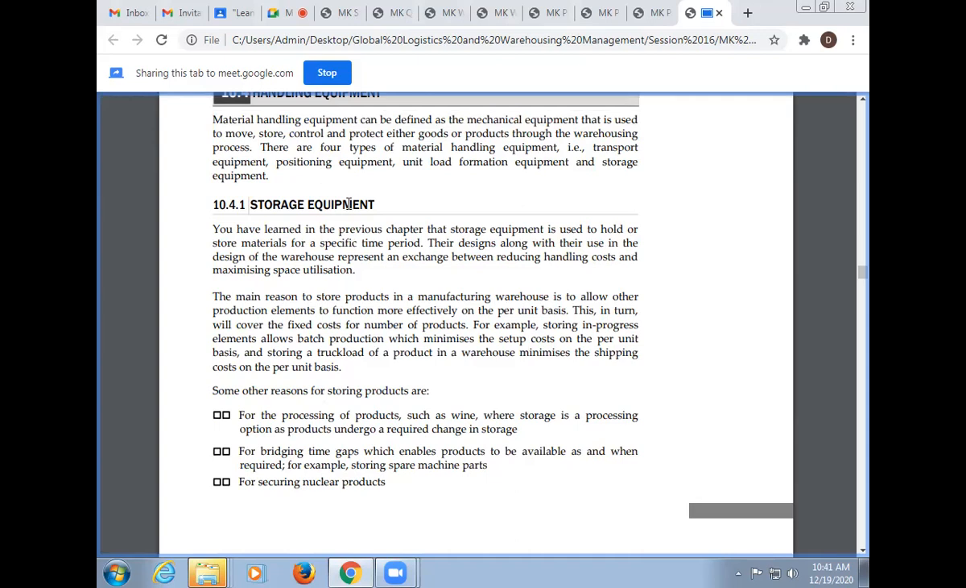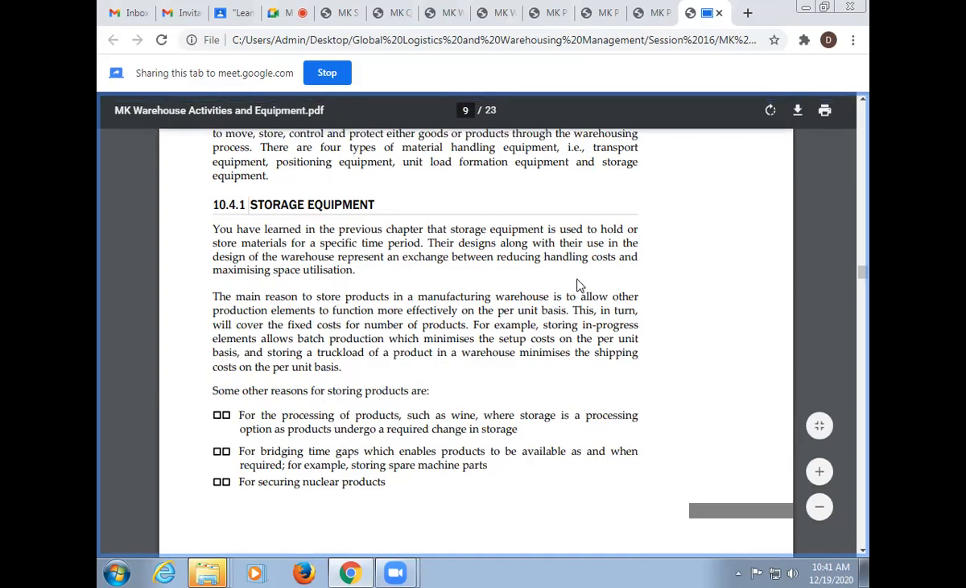You have learned in the previous chapter that storage equipment is used to hold or store materials for a specific time period. Their designs, along with their use in the design of the warehouse, represent a trade-off between reducing handling cost and maximizing space utilization. The main reason to store products in a manufacturing warehouse is to allow other production elements to function more effectively on a per unit basis. This in turn will cover the fixed cost for a number of products.